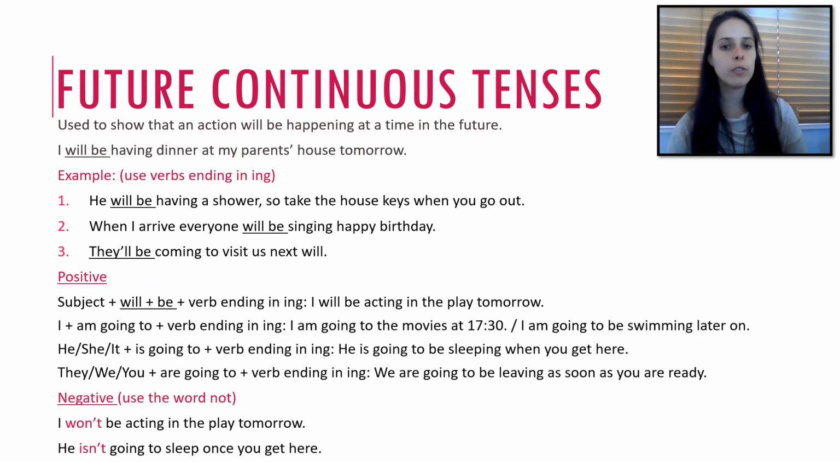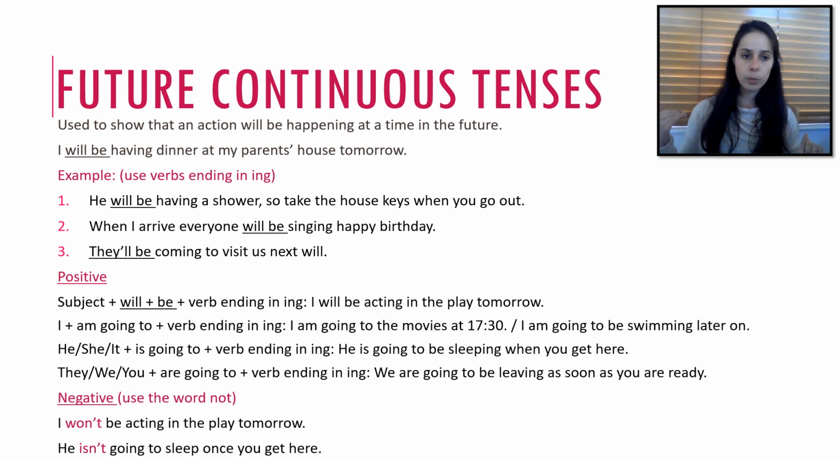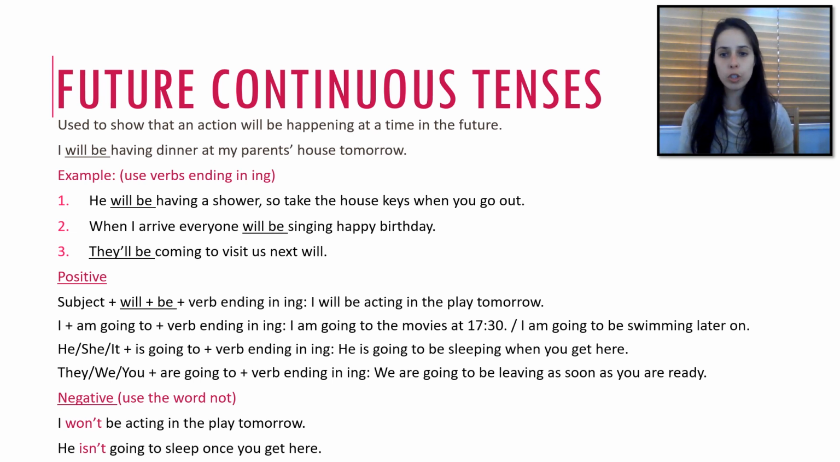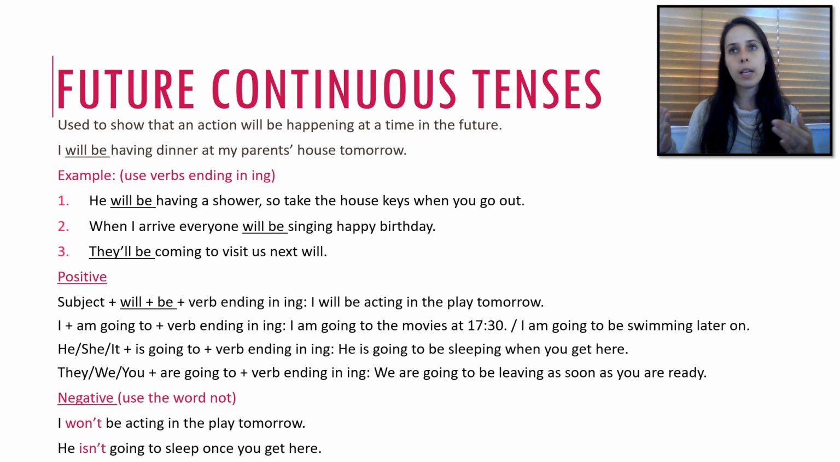Okay, we've just looked at future simple tense. Now we're looking at future continuous tense. Let's have a look at what the difference is. Here's the definition. It's used to show an action that will be happening at a time in the future. I will be having dinner at my parents' house tomorrow. So just like we saw with past continuous tense and present continuous tense, it will often give us more information. So that's another thing we can use to help find the difference.